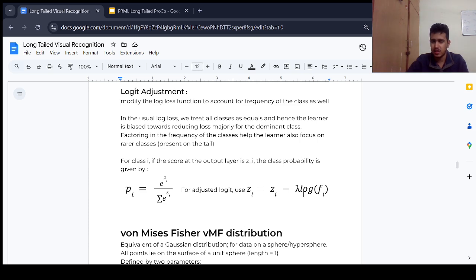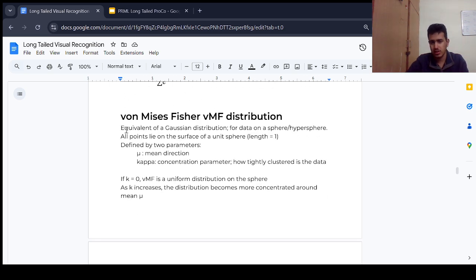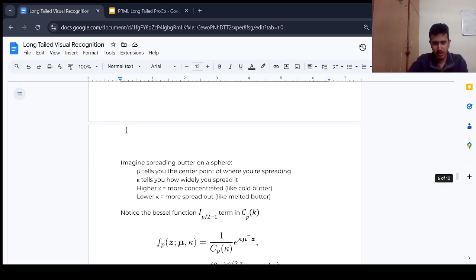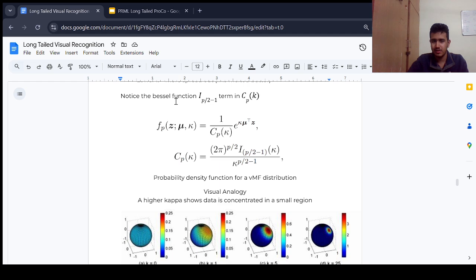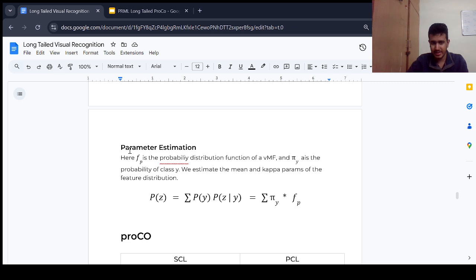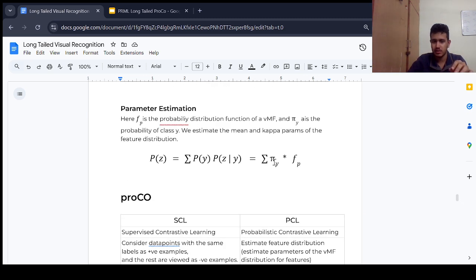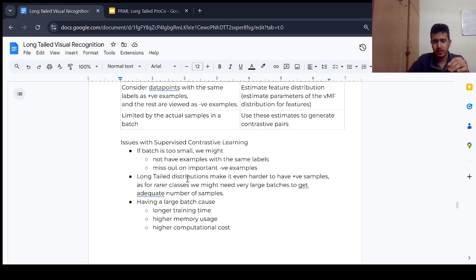Logit adjustment is just having a frequency parameter incorporated in the softmax. vMF is similar to a Gaussian but on a hypersphere, and has concentration and mean as its parameters, right? We have a Bessel function which is denoted by I_p. It's in the probability density function of our vMF. This is the diagram we already saw. Then what we are essentially trying to do is estimate the mean and the concentration of each of the features, and pi is the frequency of the class. This table we have already seen.